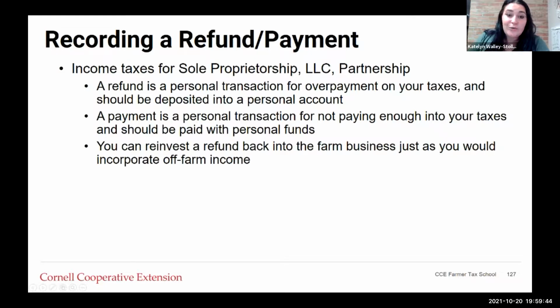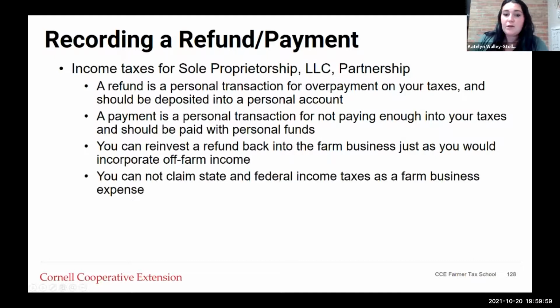All of this said, you can reinvest a refund that you might receive or take a draw from the business to cover those tax liabilities or the refund, just as you would incorporate off-farm income or take a family living draw. You cannot claim state and federal income taxes as a farm business expense. They can be claimed in most situations, at least for your state income taxes, up to, I think, $10,000 as a personal expense, but it is not a farm business expense.